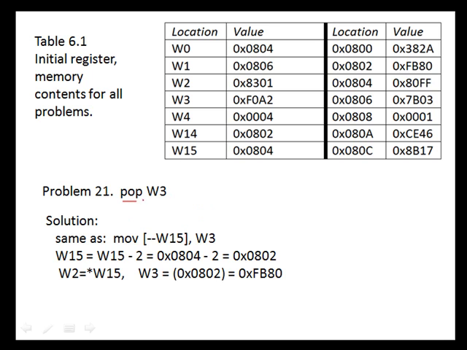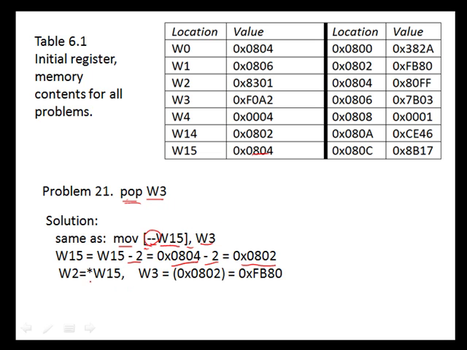Problem 21 says to pop the top of the stack into W3. Recall that a pop operation is the same thing as saying move W15 register indirect with pre-decrement to W3. So the first thing that we're going to do is a pre-decrement operation. Remember, a pop is always a word, so we're going to subtract 2 from W15. W15 has an 804, so 804 minus 2 means the new value of W15 would be 802.